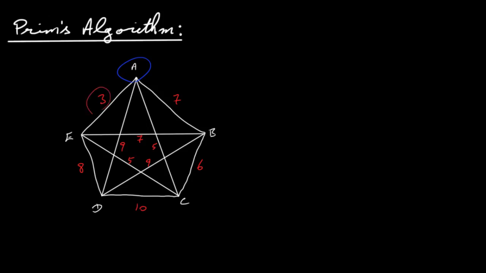Let's draw that. So we're starting with A and we're going to E, and that has a weight of 3. Okay, now we've included E here, so I'm going to just circle that. Now we have 2 vertices circled, so what you've got to do now is look at both of those vertices and look at all the edges from those 2 vertices and pick the edge with the least weight. So if we look at A here, we've got a 7, a 5, a 9, and we've already used 3, so we have 7, 5, and 9.